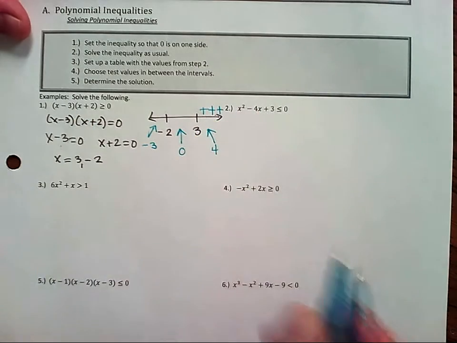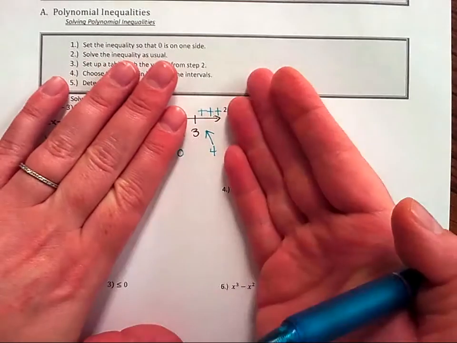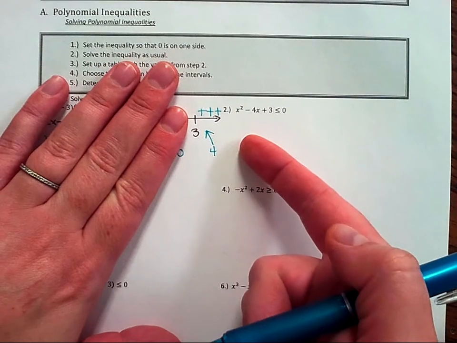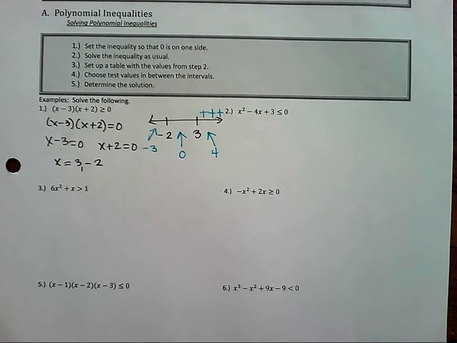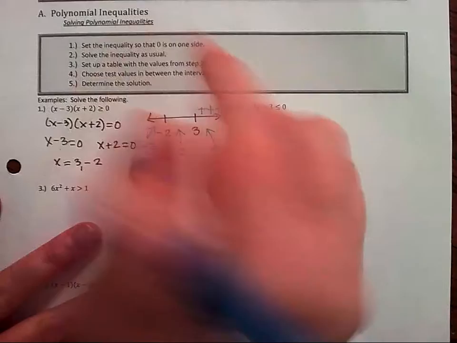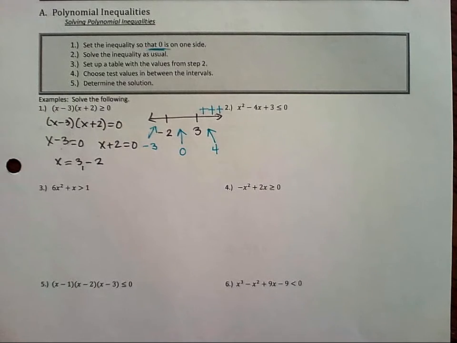I only care about the signs, because for my test value, maybe I chose 4. Maybe Joe chose 10. You could choose whatever you want as long as it's in this interval. This interval is 3 to infinity, right? I might choose something different than you choose. The value that you get is not important. The sign is what's important, because we're getting 0 on one side. We only care if it's positive or if it's negative.